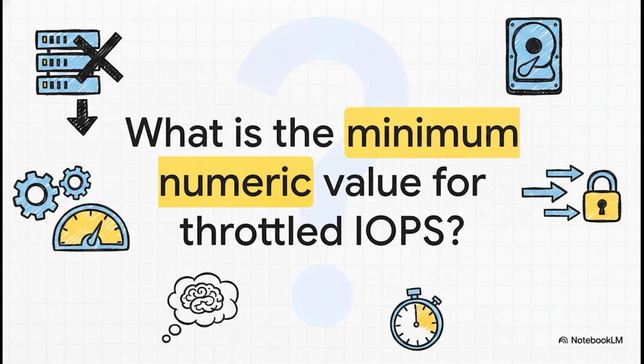Okay, let's do a quick active recall test. Put yourself in this scenario. You need to heavily throttle some low-priority background logging VM. You want to choke its storage access down to the absolute bare minimum possible. What is the lowest numeric value you can actually type into the input type field for that VM's throttled IOPS? Take a quick second to lock in your answer.